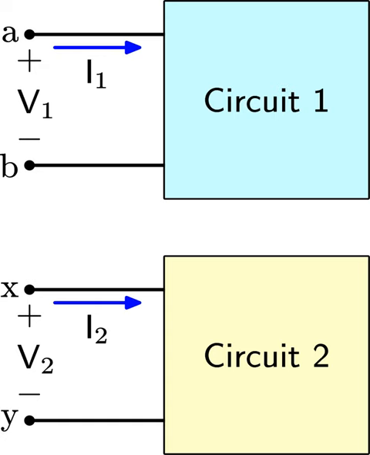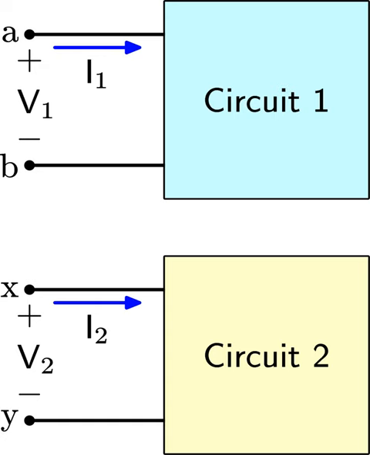Impedances in series: Z_EQ equals Z_1 plus Z_2 plus ... plus Z_N.